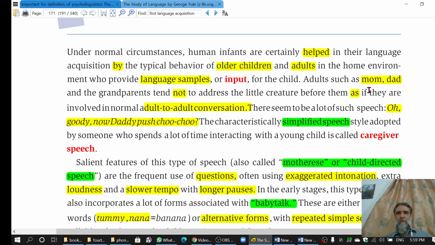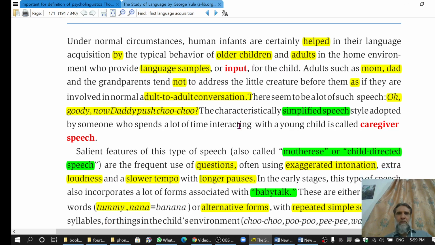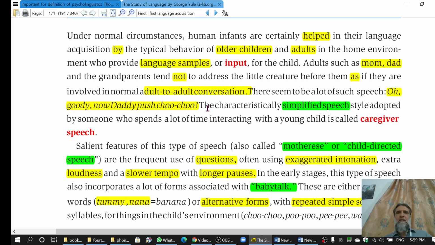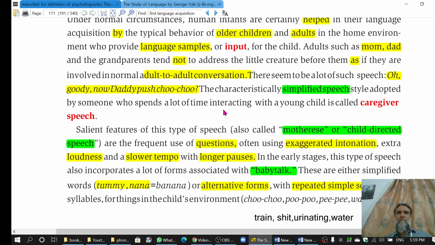The adults include especially mom and dad, grandparents, and also the older children, and sometimes the conversation takes place between the mother and the child, the infant, and this conversation is not like an adult talking to the adult. So this conversation is not like adult to adult conversation. It is made simplified and it is made very easy. For example, a mother would talk to a child like this: "Oh, goody, now daddy, push, choo-choo." Choo-choo is a child word for train. So they talk it like this.